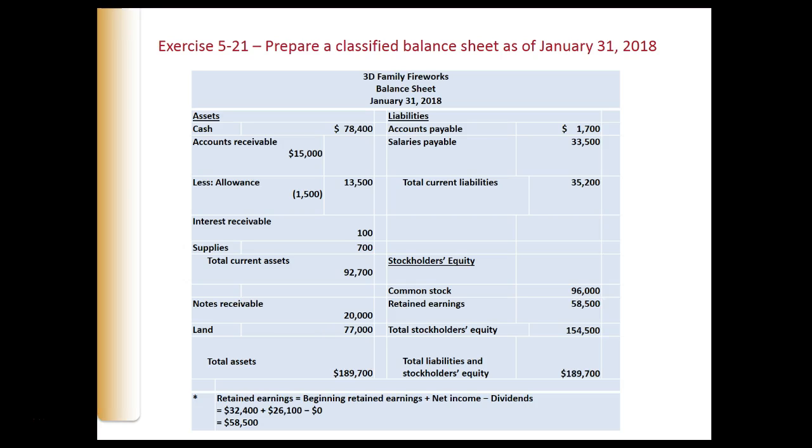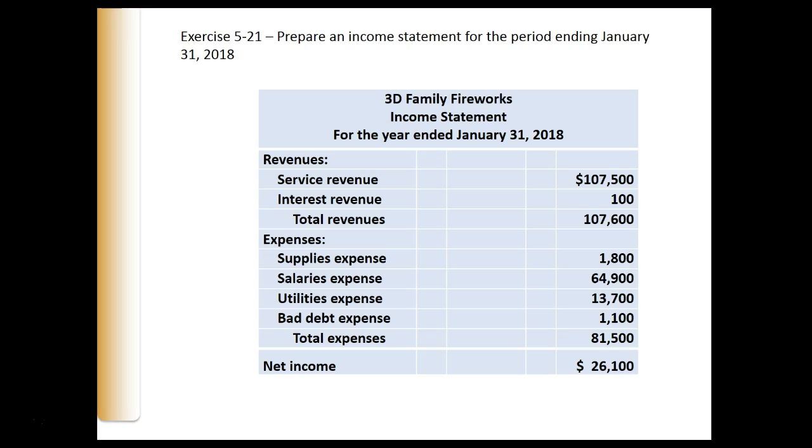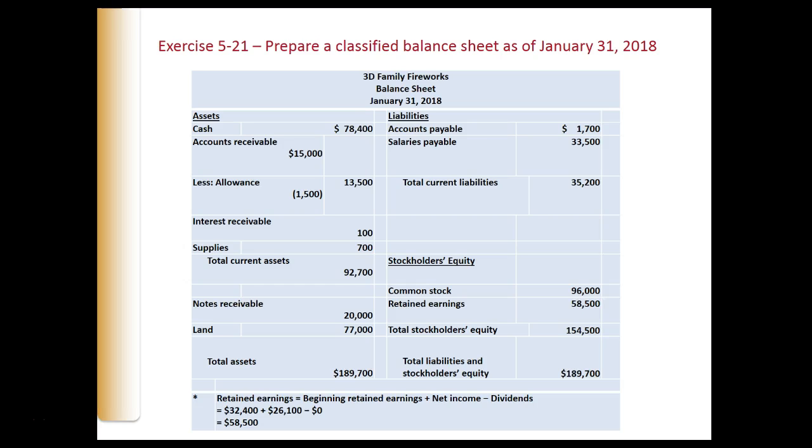Our classified balance sheet, again, will also come from that adjusted trial balance. The net income of $26,100 here will end up becoming part of our stockholders' equity in the retained earnings section. So you see what we started with, our $32,400 plus our $26,100 net income. There were not any dividends paid out, gives us our ending retained earnings balance here of $58,500. Everything else comes directly from the adjusted trial balance.